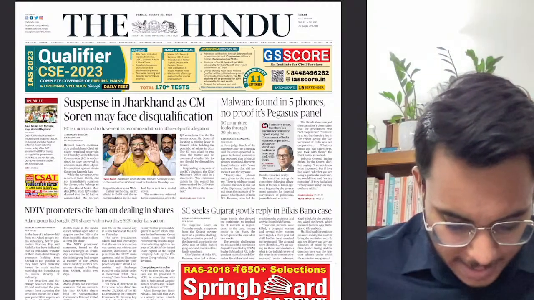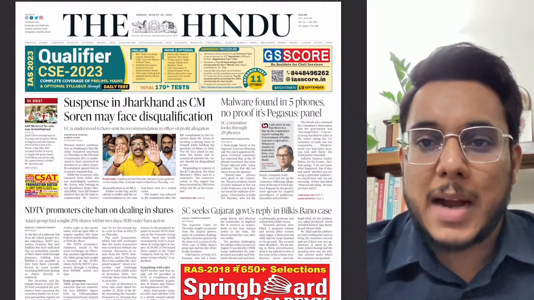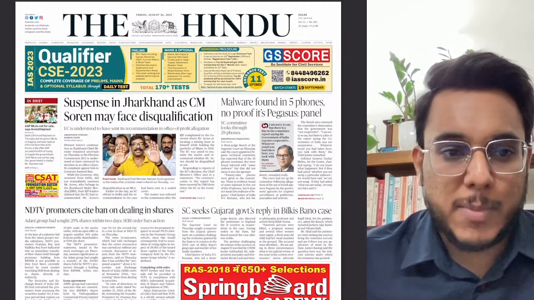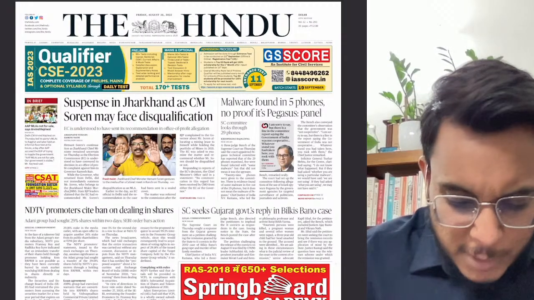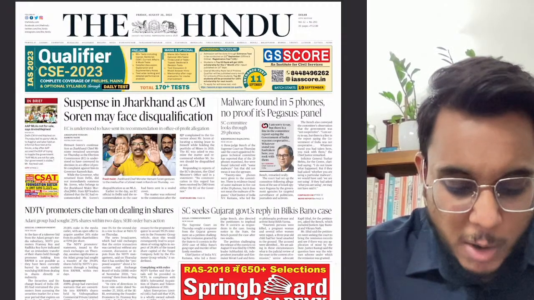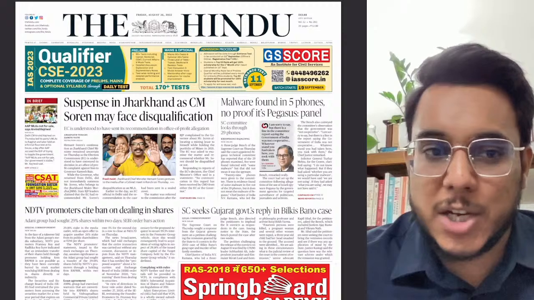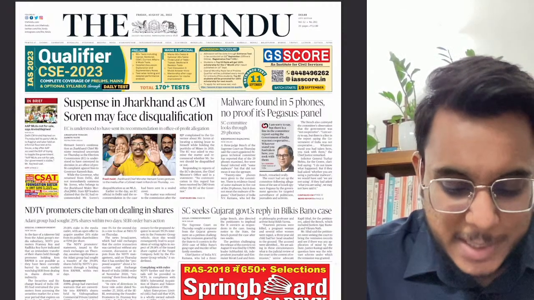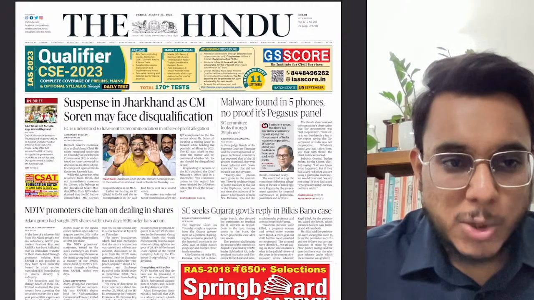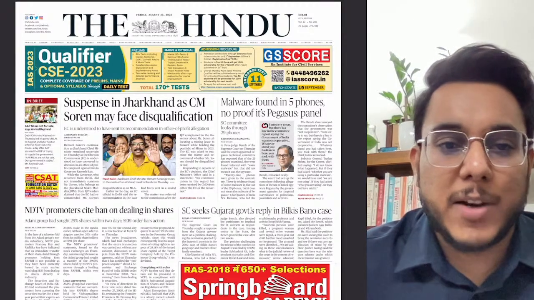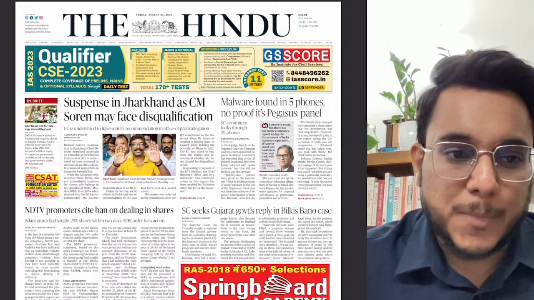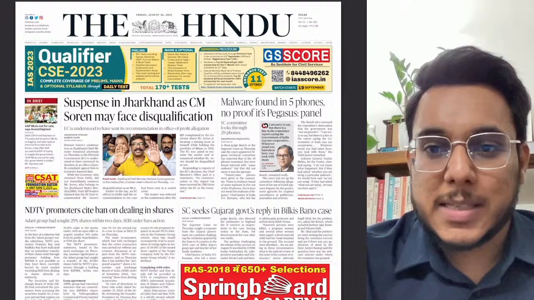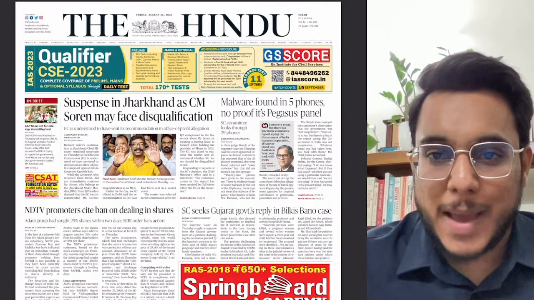First of all guys, we'll be taking up the overview of the entire newspaper, and in the overview we'll understand basically all the issues that have been there. So first of all, here we have page number 1 of the Hindu. This is the Delhi edition. The first article talks about the suspense in Jharkhand as Chief Minister Soren may face disqualification. So we'll see this article, the Office of Profit and all those issues. Then, moving on, the malware found in the 5 Pegasus panel.